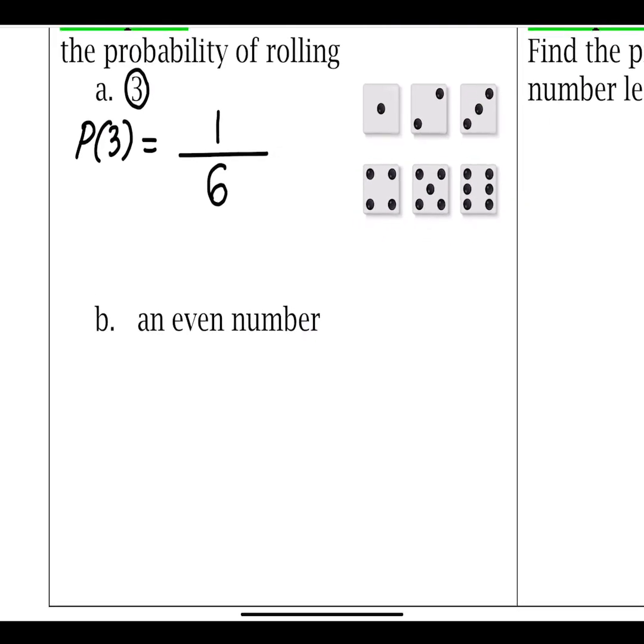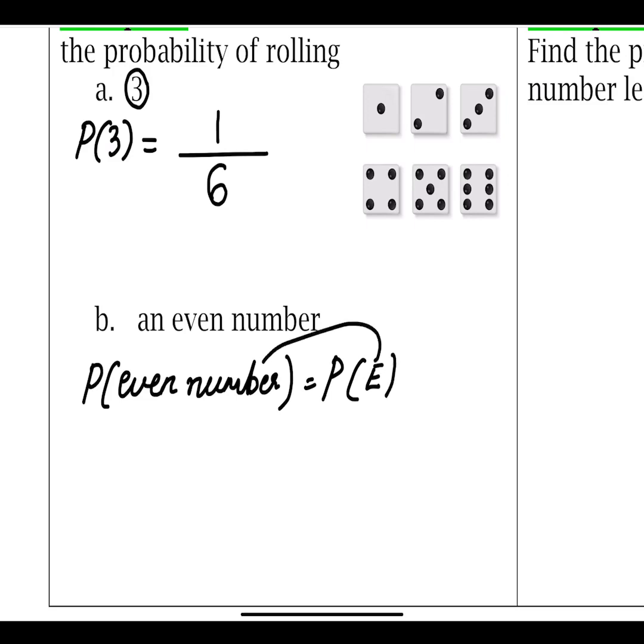An even number. So probability of getting an even number. Or you can simply say probability of E, which is your event, and the event is nothing but getting an even number. So let's go ahead and look at it. Remember what I told you? You always start with your sample space. You're rolling a die. What can happen? You can get a 1, 2, 3, 4, 5, 6.